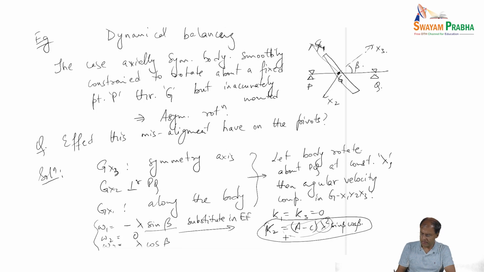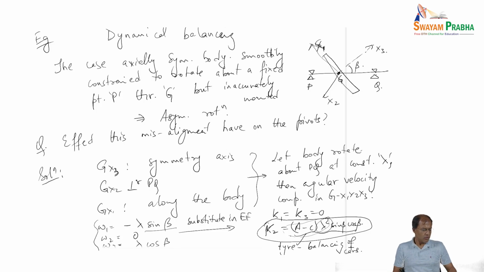This quantity is something that we wish to avoid, for example, in the tire balancing of cars. That is a very nice example of dynamic balancing.